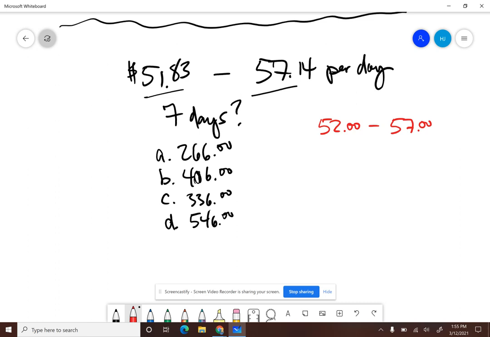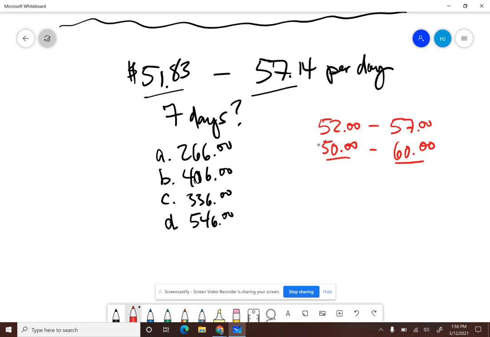So let's round it even further. Let's just round it to the tens digit. So instead of 52, let's just say 50. And instead of 57, that's closer to 60, right? So let's say that she really makes between $50 and $60. That's a lot easier to try to figure out than 51.83, okay?